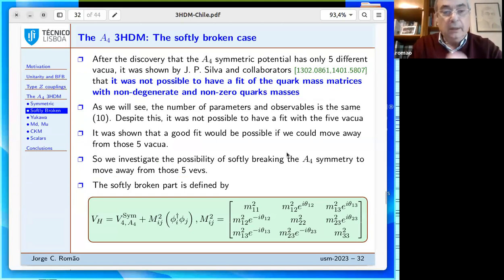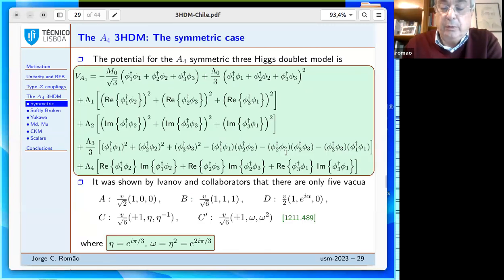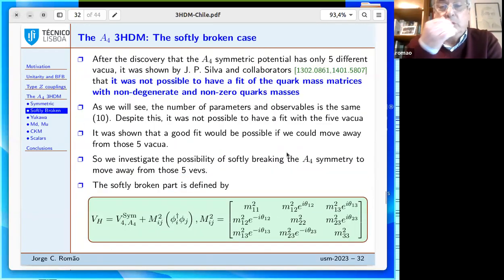Now, the last topic is related to what I just told you, that you have only these 5 vacua. Jean-Paul Silva and collaborators, just after Ivanov discovered these 5 vacua, showed that it's not possible to have a fit of the quark mass matrices with non-degenerate and non-zero quark masses, which means that this symmetric A4 model was not good for describing the quark mass matrices.